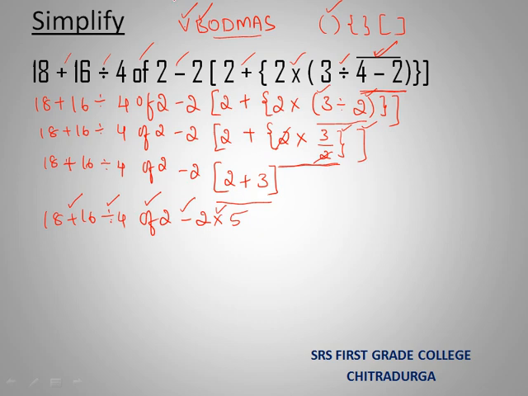Search for the next, that is of. Where is it? This one. You need to solve this one first. 18 as it is, 18 plus 16 divided by what is 4 of 2. I already told what the meaning of of is. Of means multiplication, so we need to do multiplication. 4 into 2, that is 8. Write the remaining thing as it is, minus 2 into 5. This thing we solved now, so we got the answer, that is 8. Write the remaining thing as it is, like this.